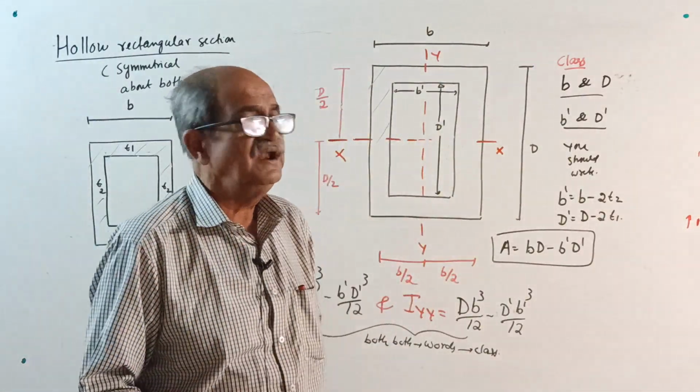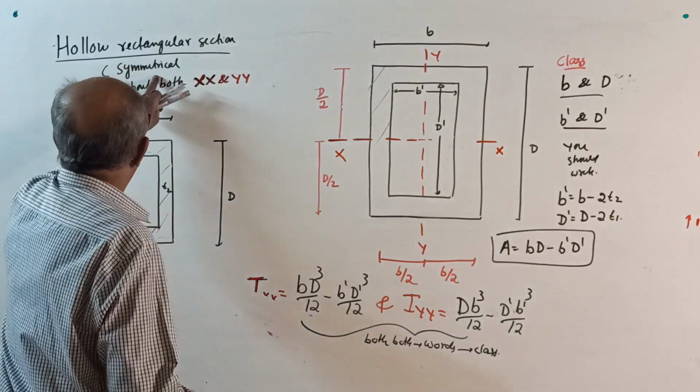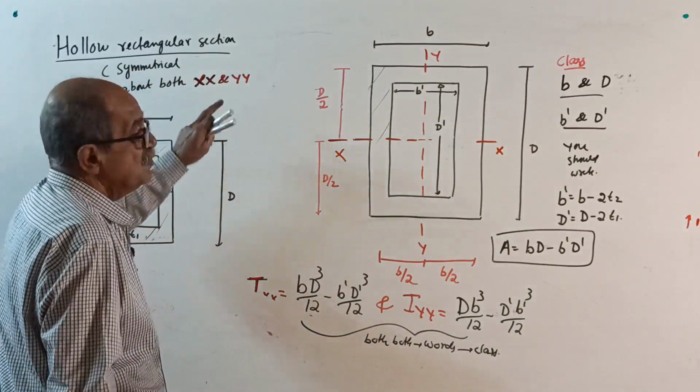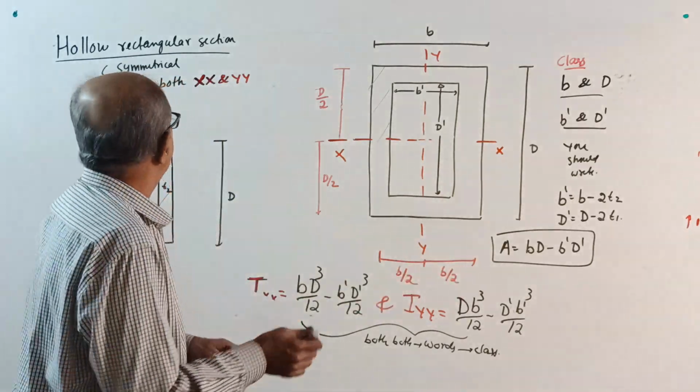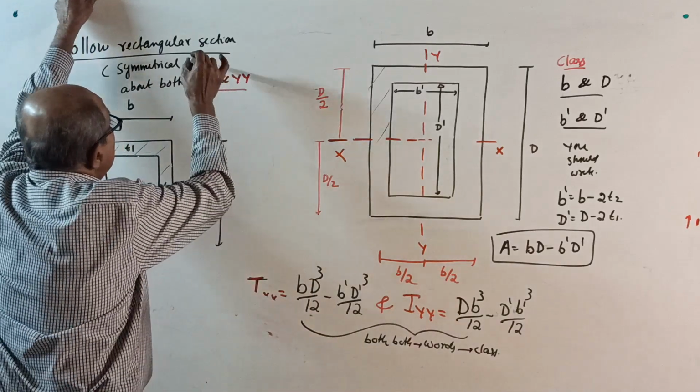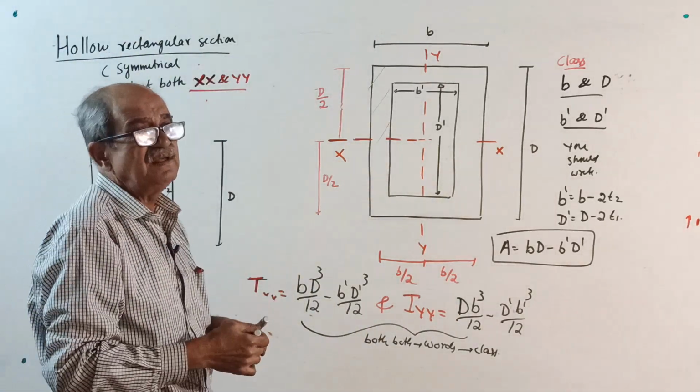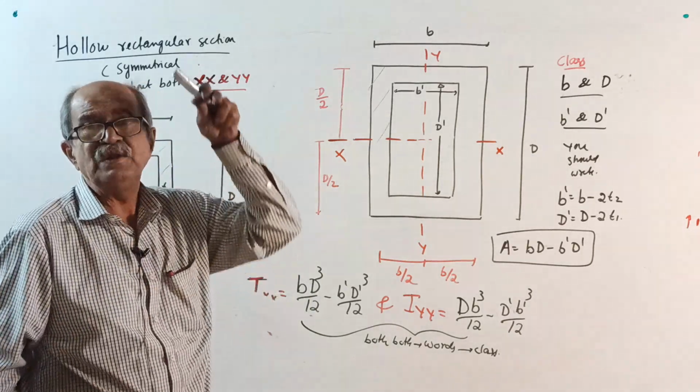Hollow rectangular section you require later, but remember it should be symmetrical about both xx and yy. Otherwise you can't apply the shortcut. Make a note, this is a condition. If this condition is not satisfied, then you have to go to the parallel axis theorem, that we will cover later.